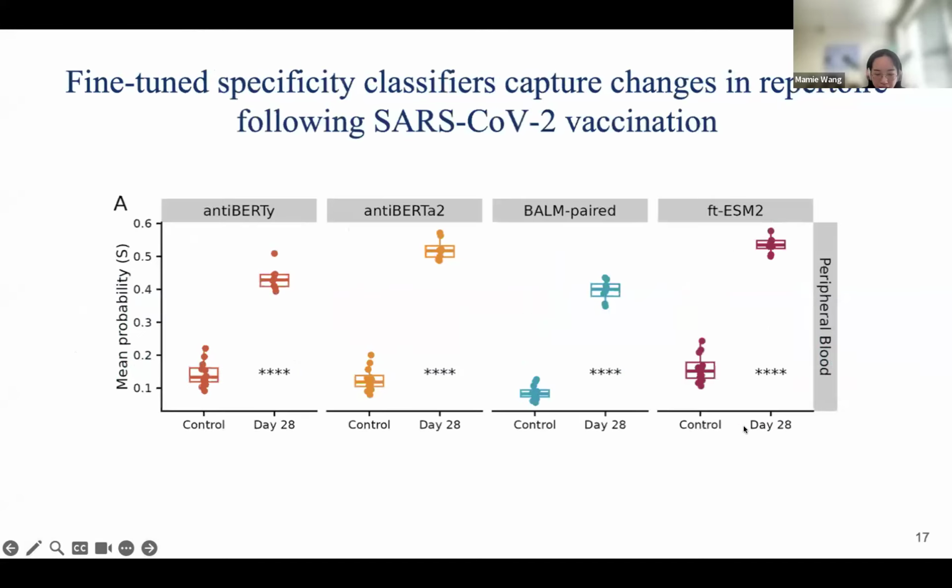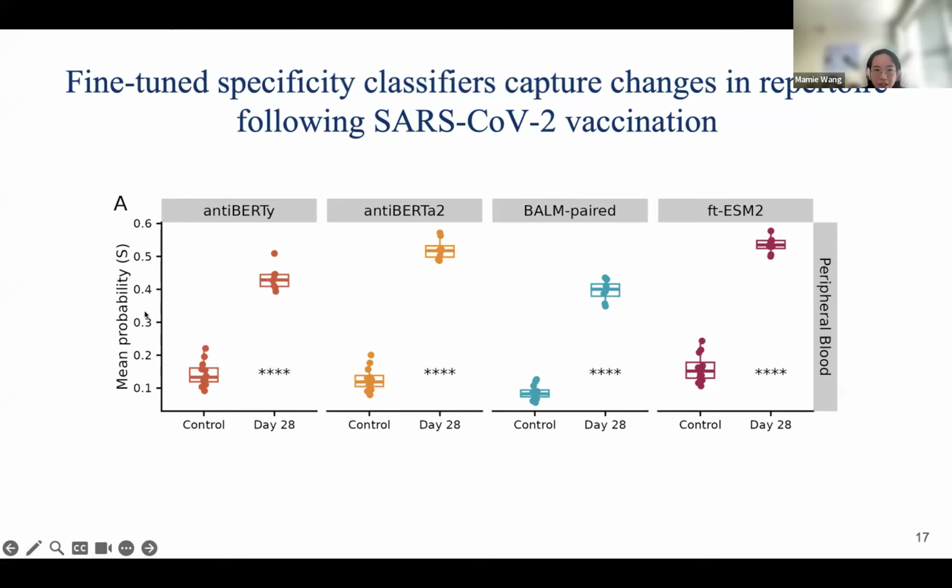And finally, to further evaluate whether the fine-tuned language model classifier can capture specificity information, we apply our fine-tuned classifier to a single-cell BCR repertoire dataset that measures the immune response to SARS-CoV-2 vaccination and influenza vaccination. For this slide, I'm only showing the result for SARS-CoV-2 mRNA vaccination. It has 1 time point sampled 1 week after the second booster vaccination, and this is the day 28 plot here. For the control sample, I take the pre-pandemic repertoire and assume that it has a lower level of SARS spike protein specific sequences. Intuitively, the control sequences should be predicted to have a lower probability of binding to the SARS-CoV-2 spike protein.